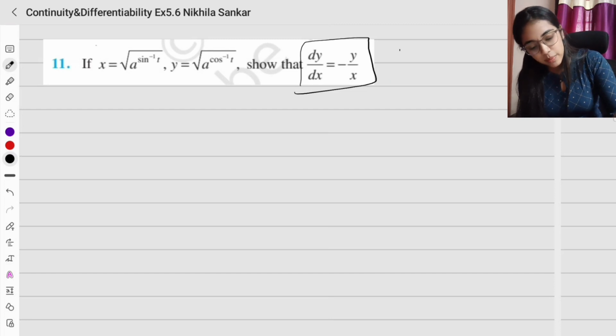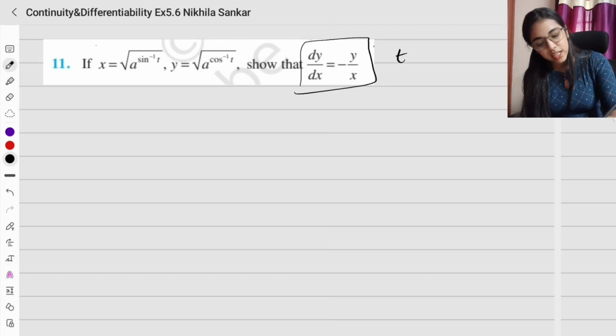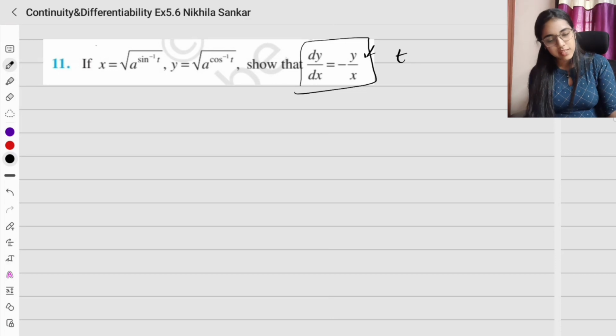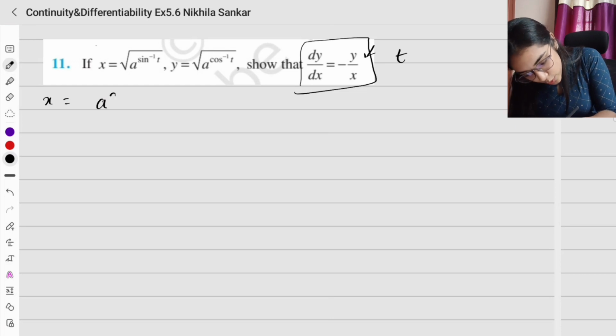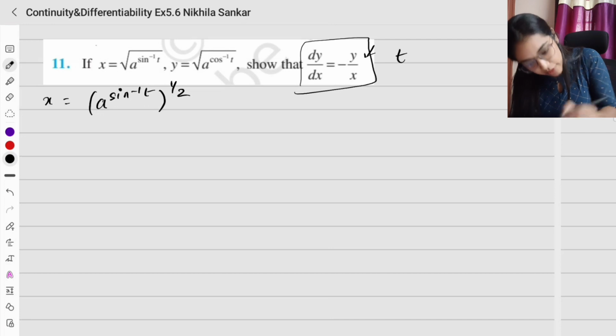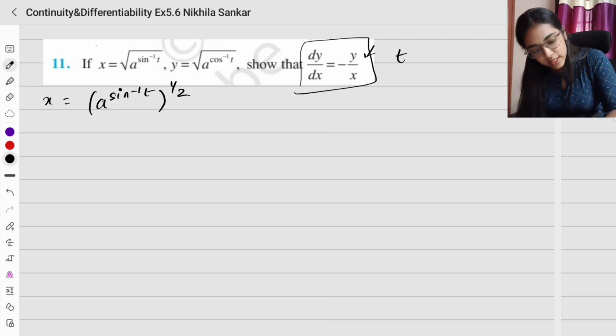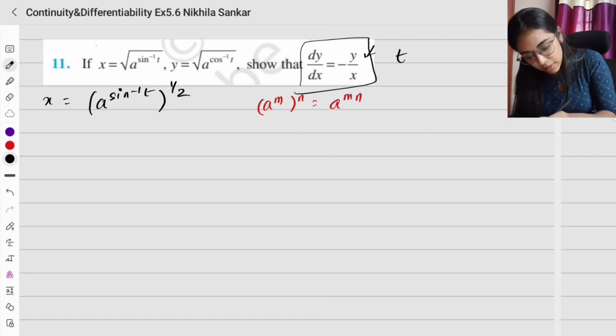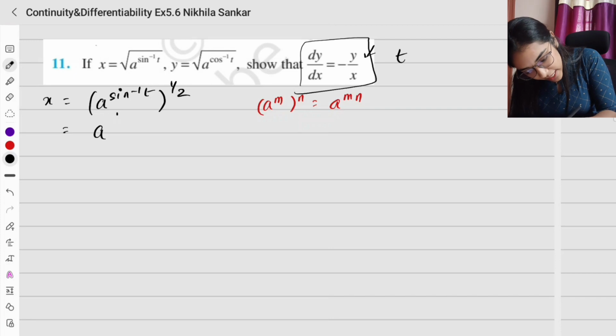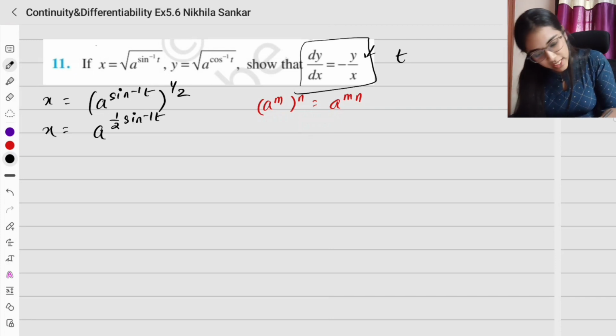Now what is your parameter here? T, but your final answer is not in terms of t. We'll see what happens. So I have x is equal to a to the power sin inverse t, to the power half. First we can simplify this. Can I write my square root like this? What do you know? a to the power m to the power n is a to the power mn. Can we multiply both the powers? So I can simplify this as a to the power half sin inverse of t. So this is my x.